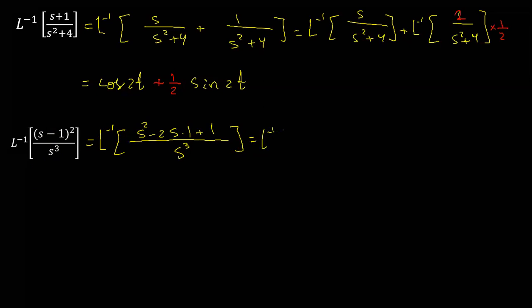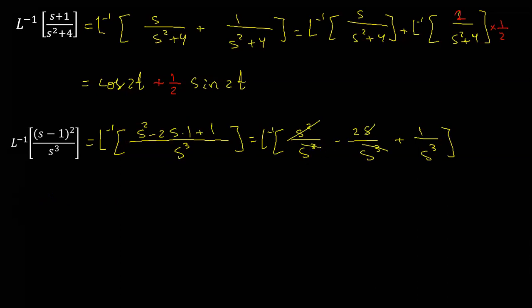What should I do now? Separate them, maybe. Separate the fractions. Yes: S squared divided by S to the power 3, minus 2S divided by S to the power 3, plus 1 over S to the power 3. Now, by linearity, I can choose each one, but here I can cancel out the squared with the cubed, and here the S with the power 3.